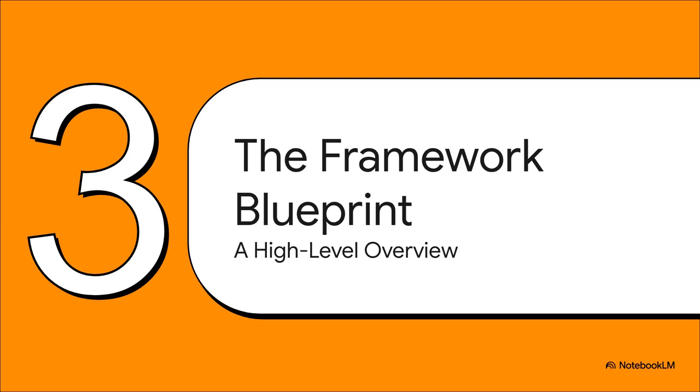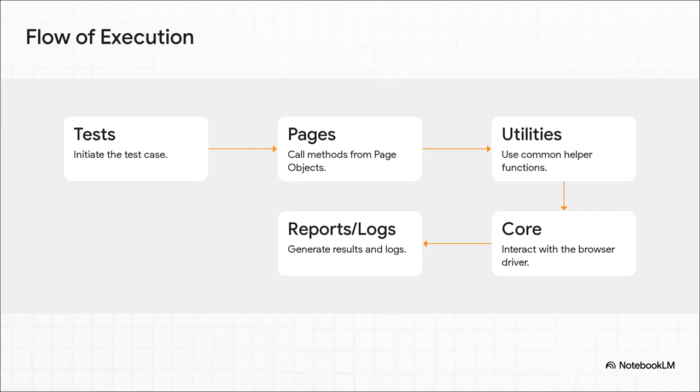Now it's time to roll up our sleeves and get into the how. Let's take a look at the blueprint for a really well-designed framework and see how all the different parts are meant to work together. What I love about this is how it shows the separation of concerns in the framework. See, the test script, that's the boss. It knows the business logic and what needs to happen, but it delegates all the grunt work to the page objects. And those page objects might call on some handy utilities for help. Down at the bottom, the core layer is the muscle, doing the heavy lifting of talking to the browser. And the whole time, our reports and logs are like the court stenographers writing down everything that happens. It's just a beautifully designed machine.